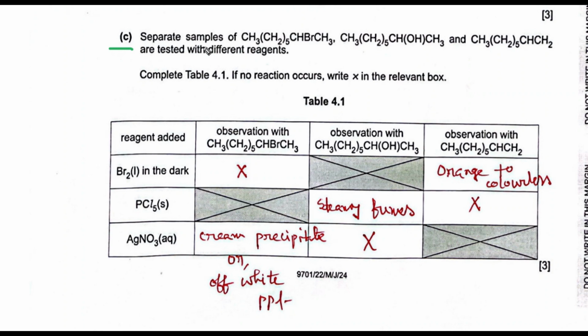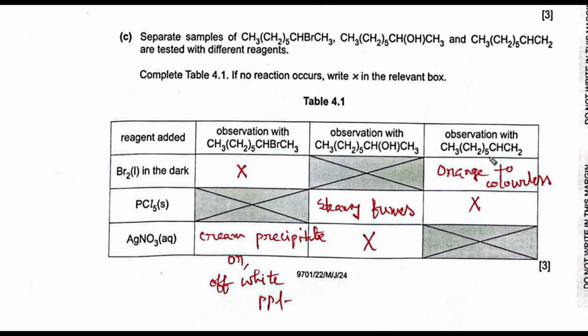See separate samples of this molecule: haloalkane, alcohol, and this is alkene. They are tested with different reagents. Complete the table. If no reaction occurs, write a cross in the box. So you see, this is haloalkane, this is alcohol, and this is alkene. This here is the double bond of the alkene.